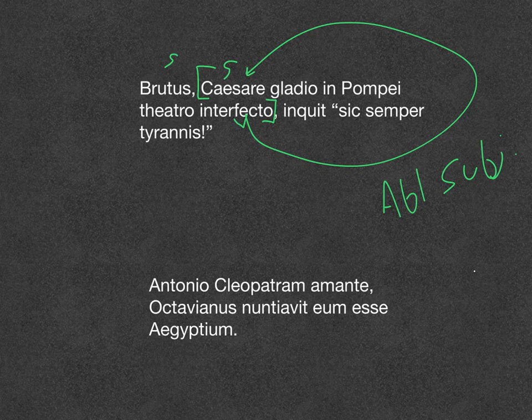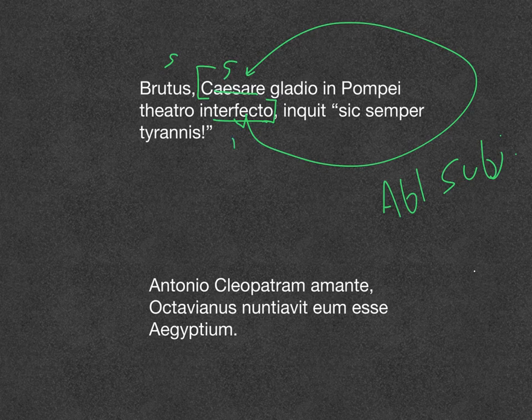And you see the circumstances under which Brutus yells, so always for tyrants, is that Caesar was killed with a sword in the theater of Pompey. Again, you will note ablative noun, ablative participle, with Caesar having been killed. Notice it's a perfect passive participle.